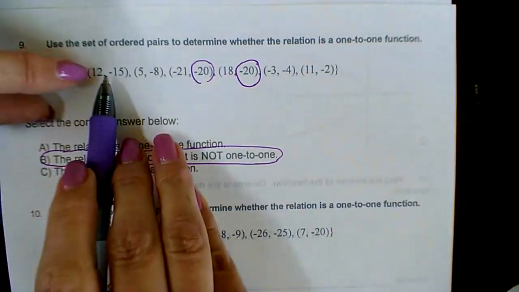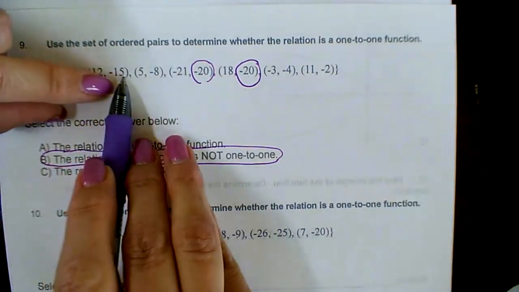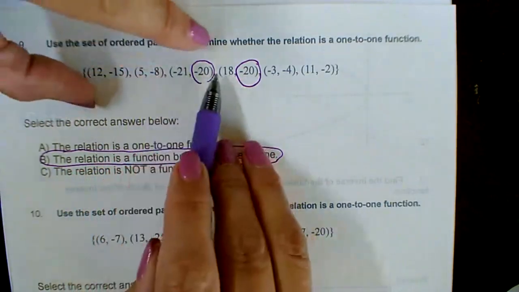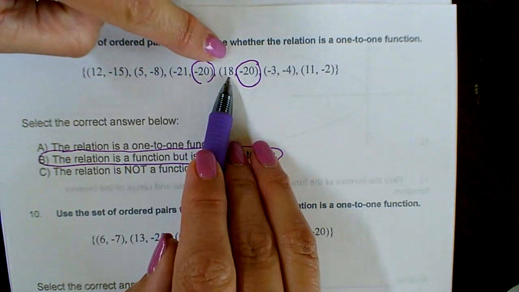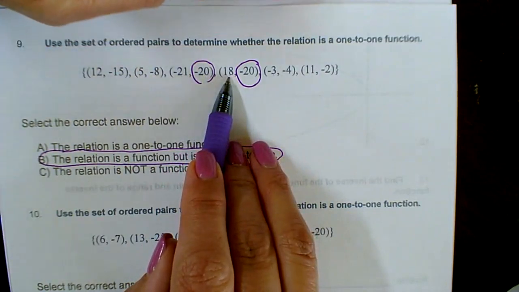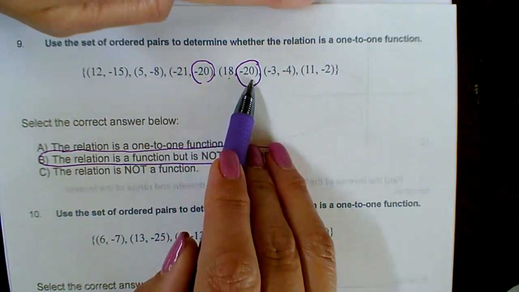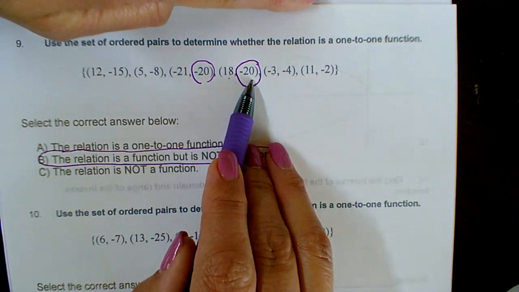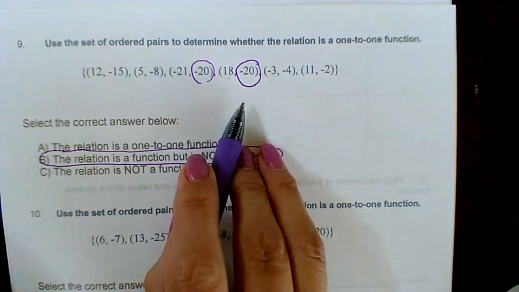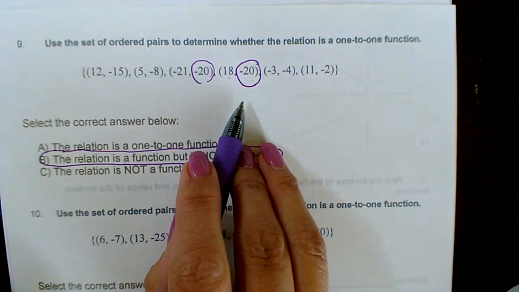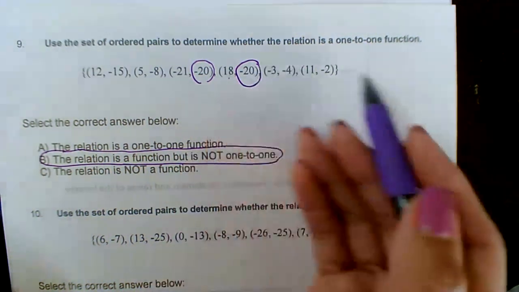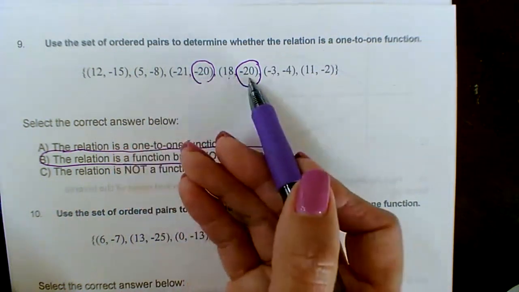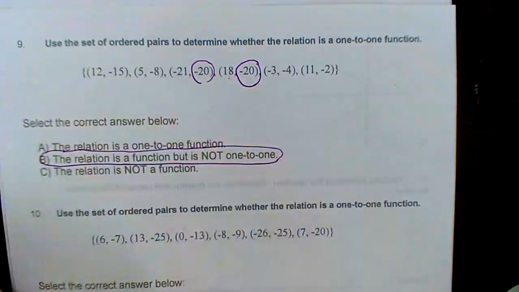Why is it a function? Because 12 goes to negative 15, 5 to negative 8, negative 21 to negative 20. From every x, there's one arrow pointing to the y-axis. That's why it's a function. But it's not a one-to-one because from negative 21 it goes to negative 20, and negative 20 comes from negative 21 and from 18.